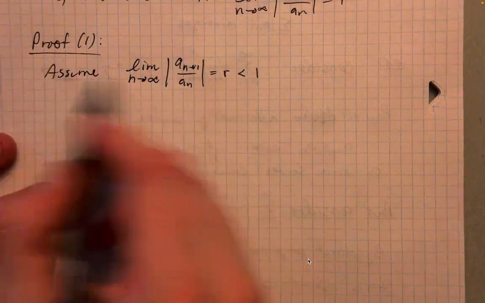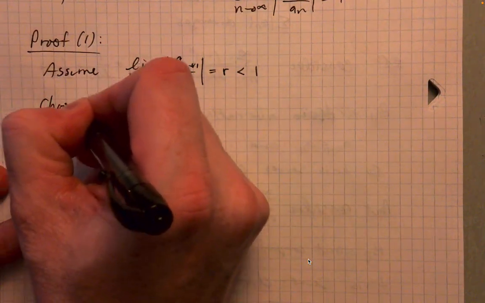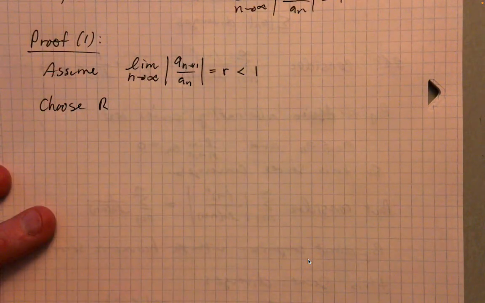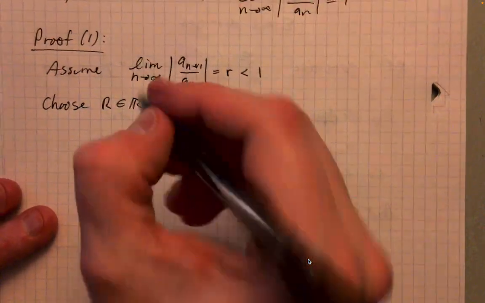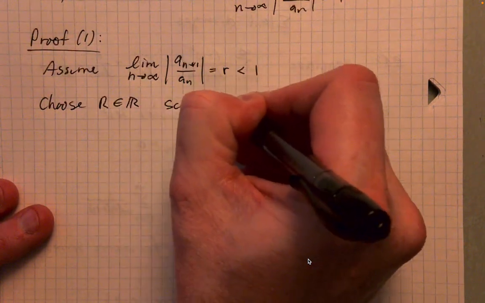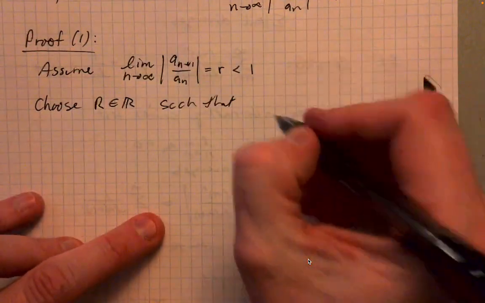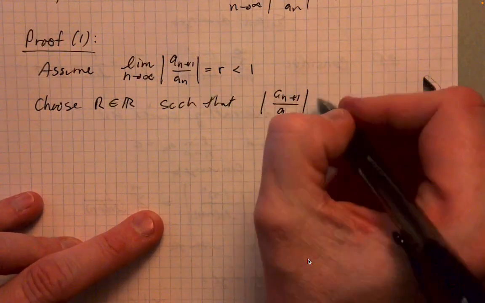So assuming this is true, let's choose a real number r, such that a of n plus 1 over a of n is less than r.